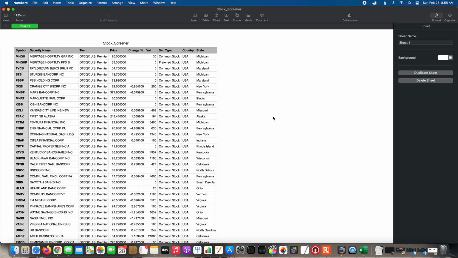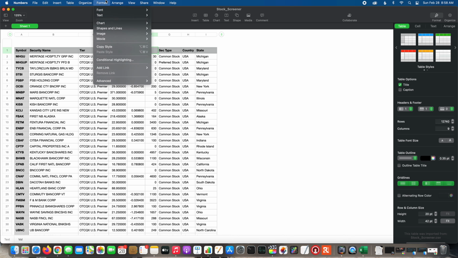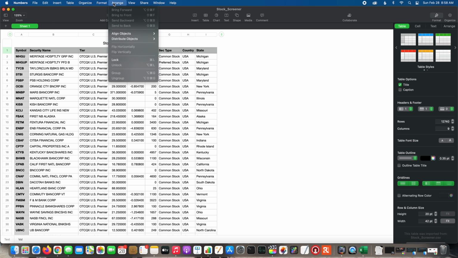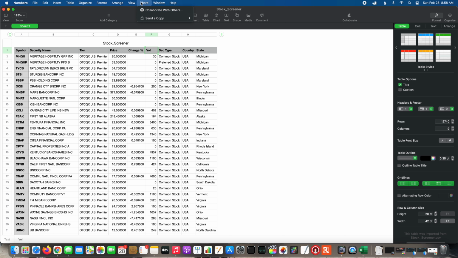Now, keep in mind what I do. I download screens at the end of a trading day. So in the evening, what I'll do is download the Stock Screener from this website, like I just did. And then I'll go in and see this column that's entitled Vol, V-O-L? That's volume.